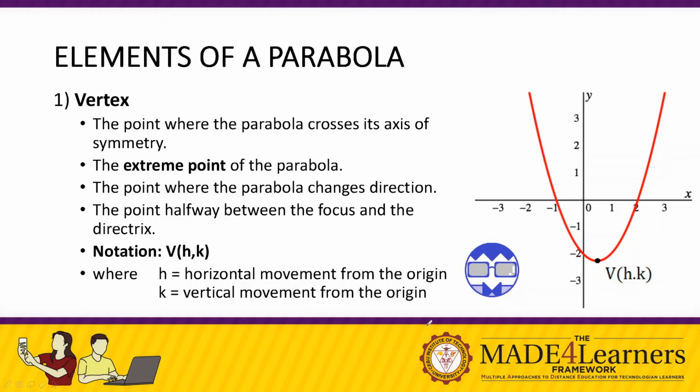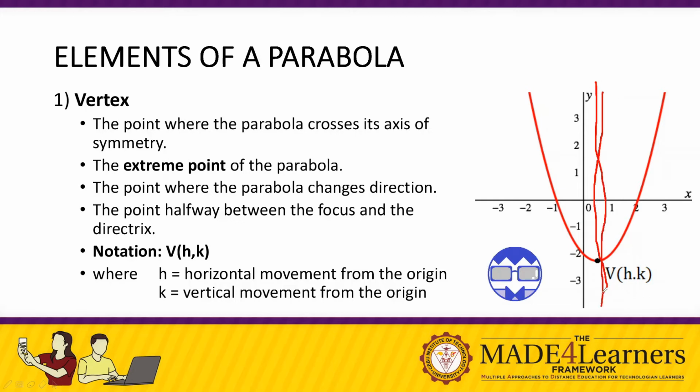Why is it called the point where the parabola crosses its axis of symmetry? One thing to take note of is that the axis of symmetry is a line. Axes are lines where our parabola is mirrored, or becomes a mirror image. For example, this is a parabola opening upward, so the axis of symmetry is this line here, because the left part and the right part are mirror images, defined by this line.